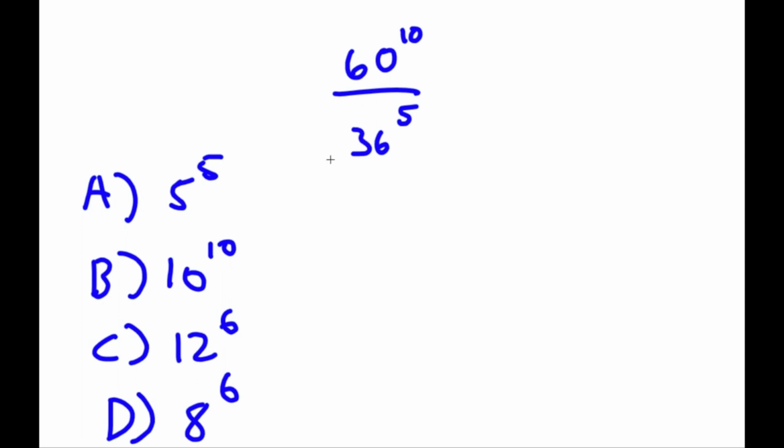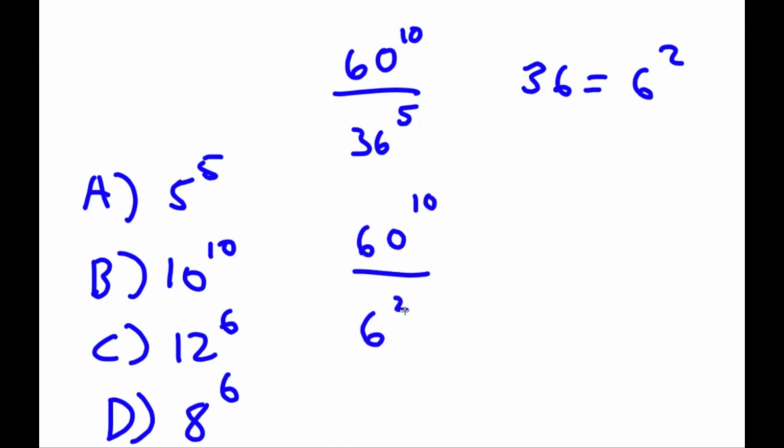Alright, so to solve this problem, 36 is the same thing as 6 to the power of 2, or 6 squared. So now I have 60 to the power of 10 over 6 squared to the power of 5. I simply substituted in 6 squared for 36.